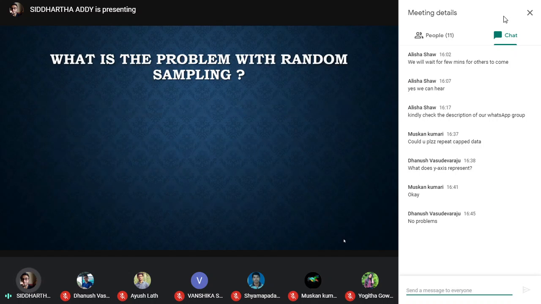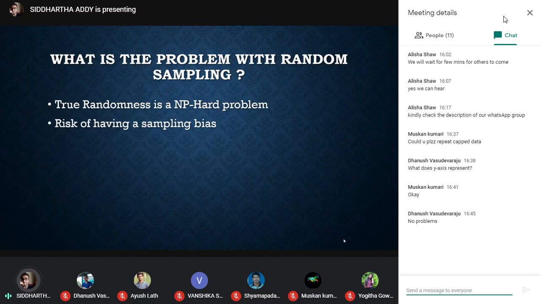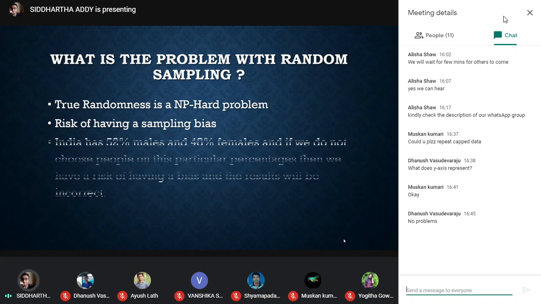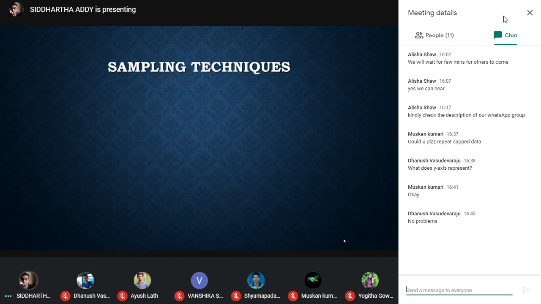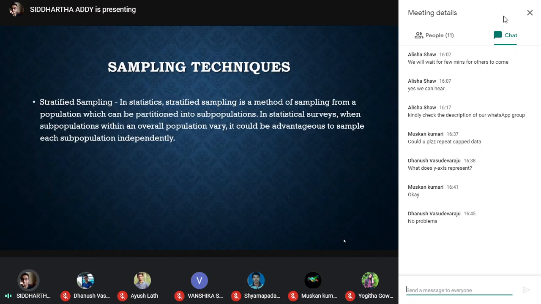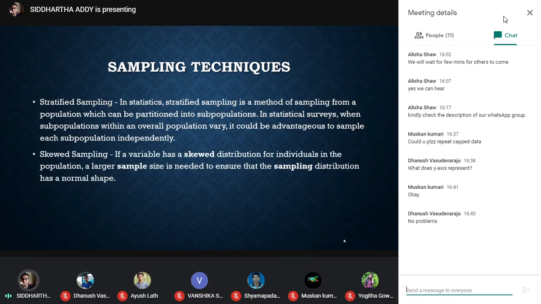And what is the problem with random sampling? True randomness is an anti-hard problem. We have a risk of sampling bias. And what are the sampling techniques that we have talked about? Stratified sampling and skewed sampling.